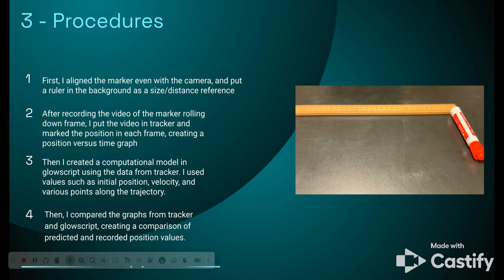Now, procedures. First, I aligned the marker with the camera and put a ruler in the background as a reference. After recording the video of the marker rolling down the frame, we used Tracker to plot different points per frame, which created a position versus time graph. I then took those initial conditions, which we calculated using Tracker, to create a computational model in GlowScript to find the predicted values. Then we compared the predicted values to the recorded values and analyzed what occurred.